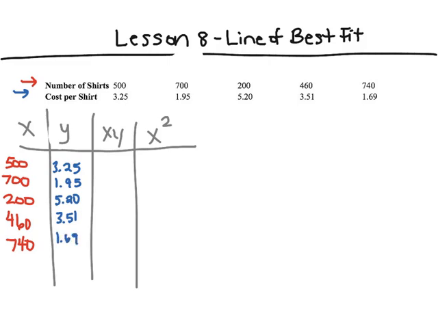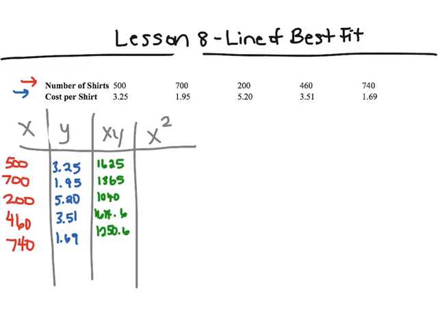And xy we find by multiplying those two numbers together. So if you take 500 times 3.25, you get 1625. If you take 700 times 1.95, you get 1365. So what I want you to do right now is pause the video and fill in all of those values.